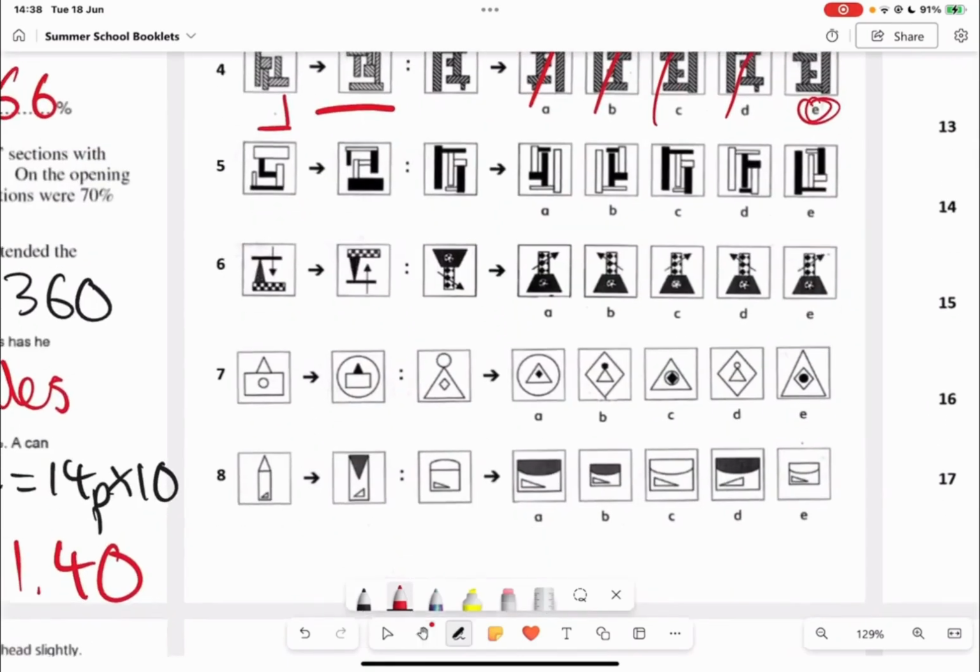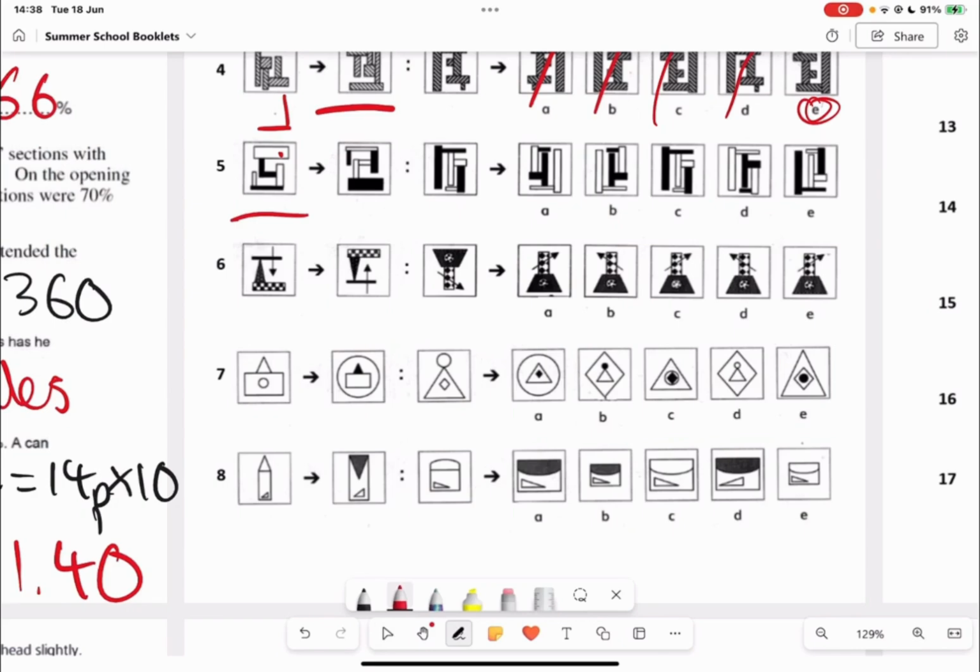Okay, question 5. So for question 5, we can see that the colour of our rectangle here will change. And then we can also see that the colour of each shape will change. And then what we're looking at is a reflection. So a reflection on the x-axis, and then the colours change from black to white.